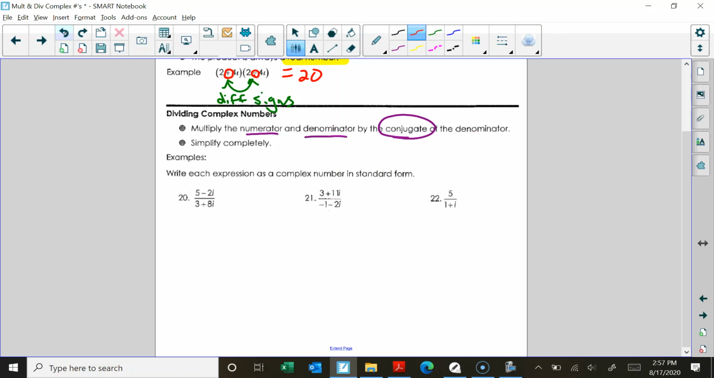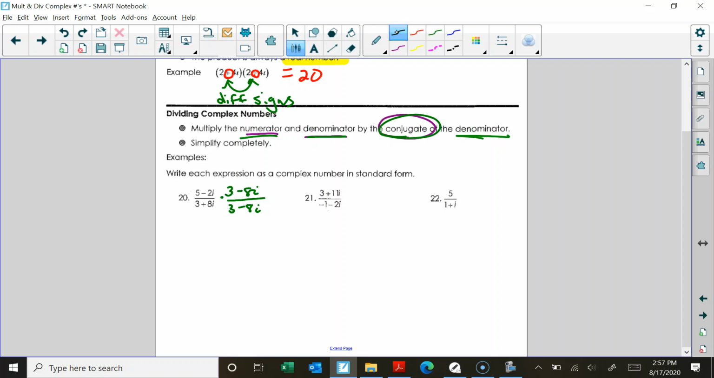All right. Read it up. So we get to multiply the numerator and the denominator by the conjugate of the denominator. And so we're going to multiply the top by 3 minus 8i and the bottom by 3 minus 8i.